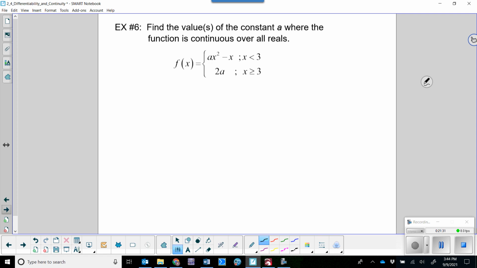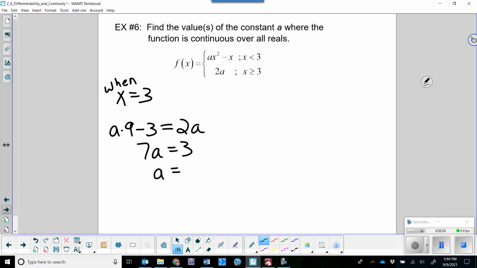So what you want to do is, again, we need to check when x equals 3. Because the only way this graph is not continuous is if one graph stops and the other graph does not start there. Okay, so that's what we need to look at. So when x equals 3, we're going to check what happens. So we're going to have a times 9 minus 3 is supposed to equal 2a. So when we solve this, we would get 7a equals 3, so a equals 3/7. So we know if a is 3/7, this function is continuous.